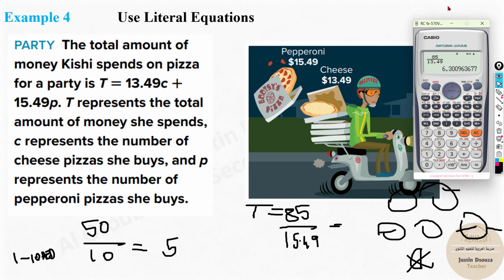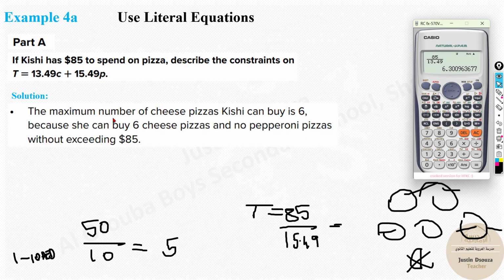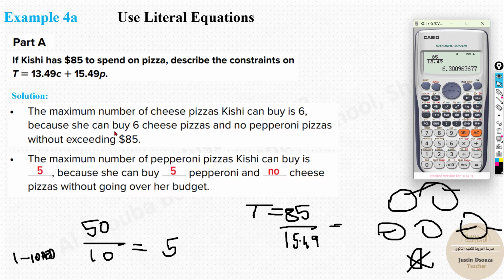That means it's more than 6. If that is the case, you can buy a maximum of 6 cheese pizzas. So you can see the maximum number of cheese pizzas Kishi can buy is 6, because she can buy 6 pizzas and no pepperoni pizzas. If you're buying 6 cheese pizzas, you can't buy any pepperoni pizzas. It becomes 0.